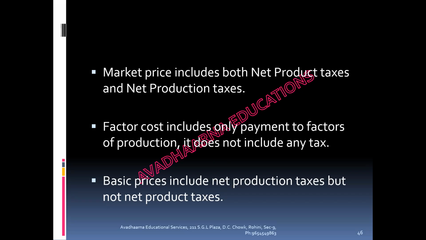So when we add net indirect taxes to factor cost, beta, we get market price. And basic price includes net production taxes but not net product taxes. Although the third point is not very much in practical use, just for your additional information, the basic price only includes net production taxes but not net product taxes.